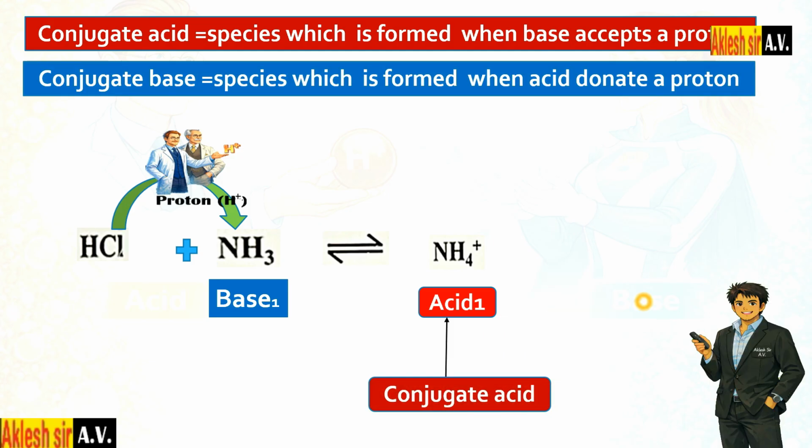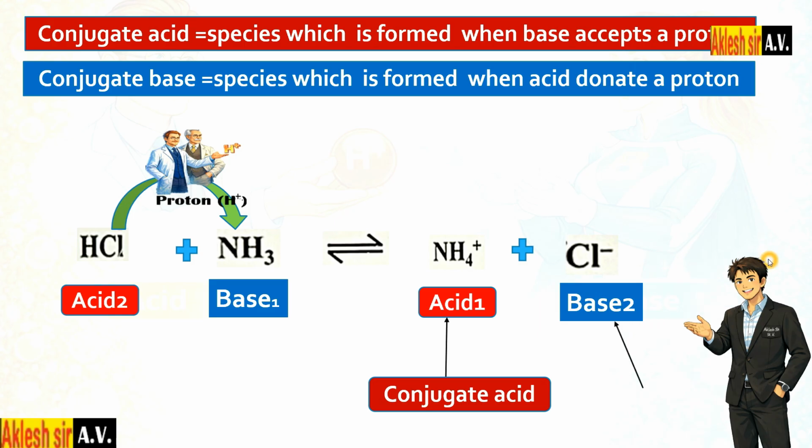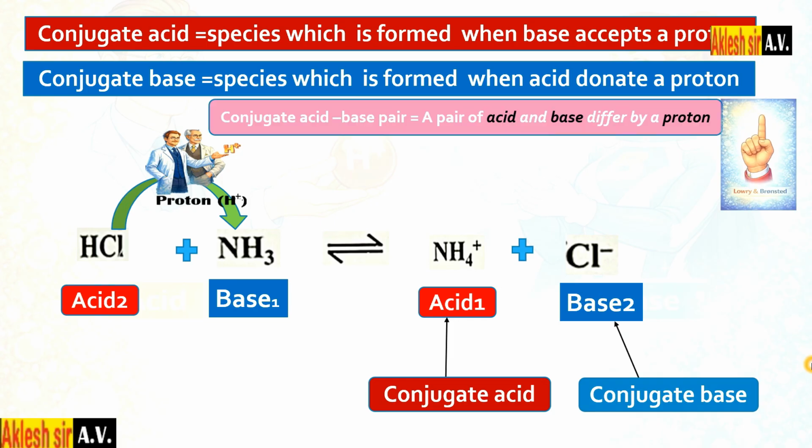Next, what is a conjugate base? So what is the species here? Cl minus. I assume this Cl minus is the species which is formed. See how Cl minus is formed. When HCl donates the proton, it is going to form Cl minus. So Cl minus is formed from the acid, HCl, which is donating the proton. So this Cl minus is known as the conjugate base.